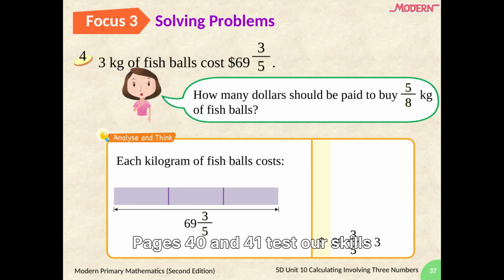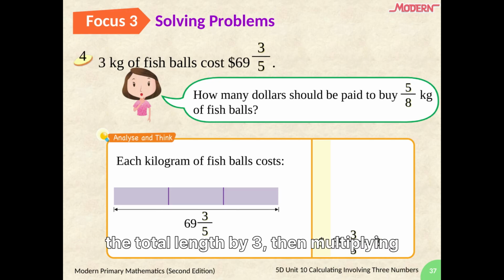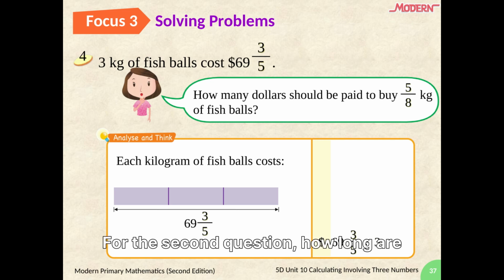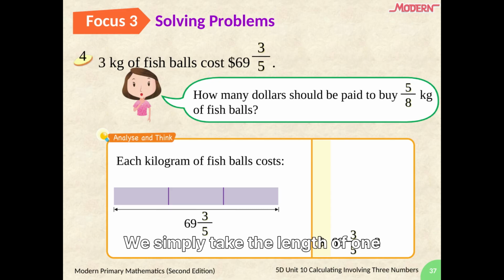Pages 40 and 41 test our skills with rolls of string. We're told 3 rolls are 20 and 7/10 meters long. First, we're asked to find the length of 1/3 of a roll. The thinking way is to find the length of one roll first by dividing the total length by 3, then multiplying by 1/3. For the second question, how long are 5 rolls? We simply take the length of one roll and multiply by 5.